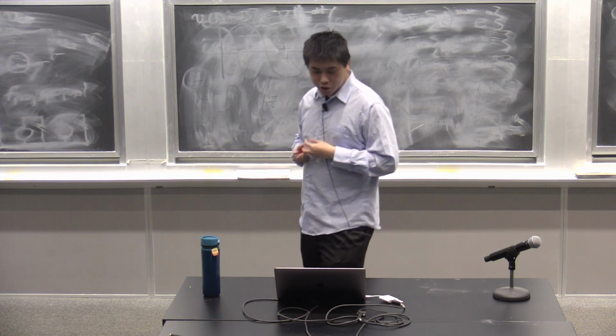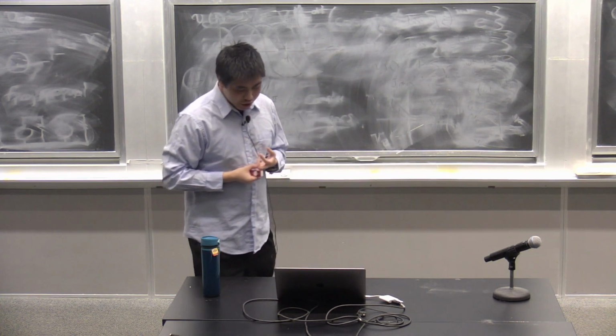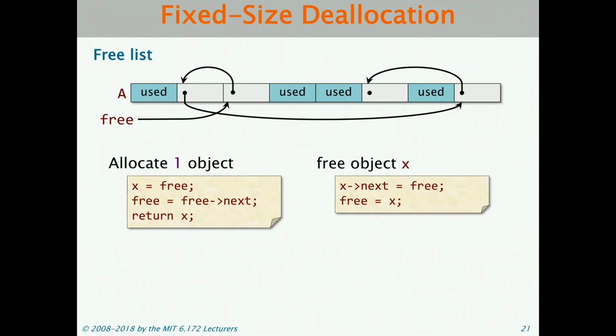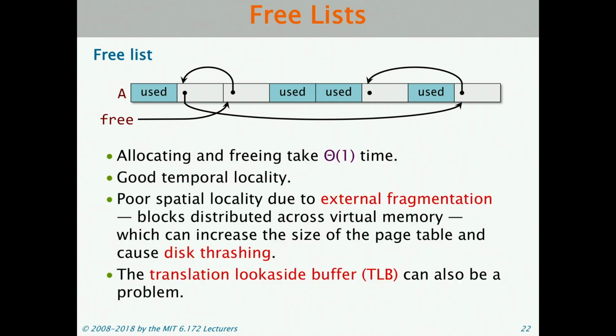So this sort of acts like a stack in that the last thing that you freed is going to be the first thing that you allocate. So you get temporal locality in that way. But unlike a stack, you can actually free any of the blocks and not just the last block that you allocated. So with a free list, allocating and freeing take constant time because you're just adjusting some pointers. It has good temporal locality because, as I said, the things that you freed most recently are going to be the things that are going to be allocated.